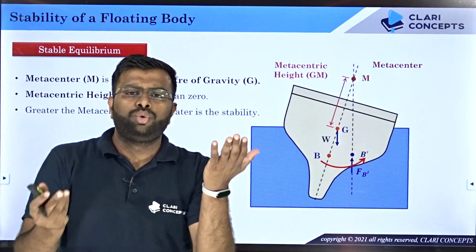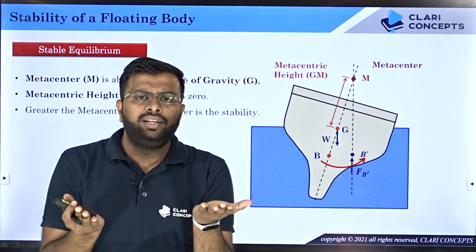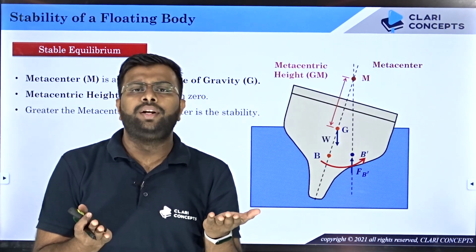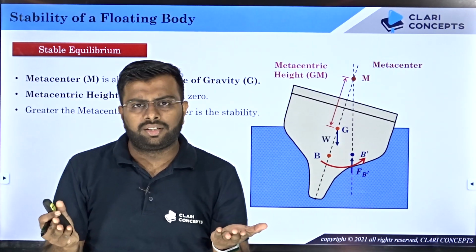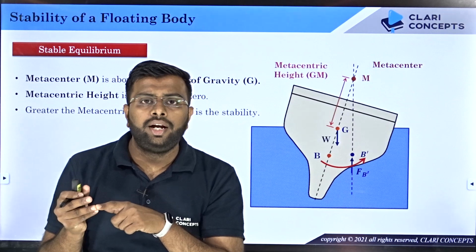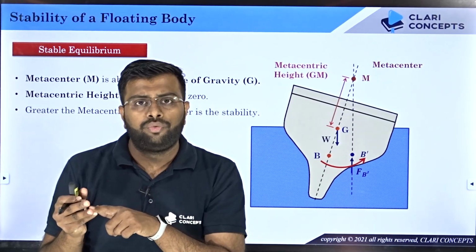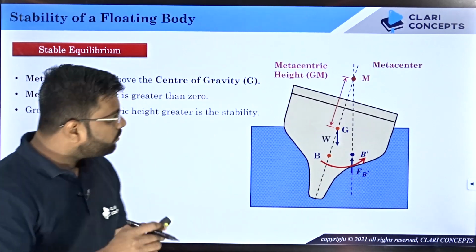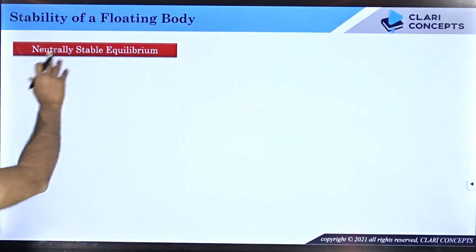Say for example, you have two different floating bodies, and you come to me saying that, sir, I have found the metacentric height of this body is let's say 5 meters, and for this body it is 5.5 meters. I would say the body which has the greater value, 5.5 meters, is more stable compared to this one. Clear? Let us now look at neutrally stable equilibrium.